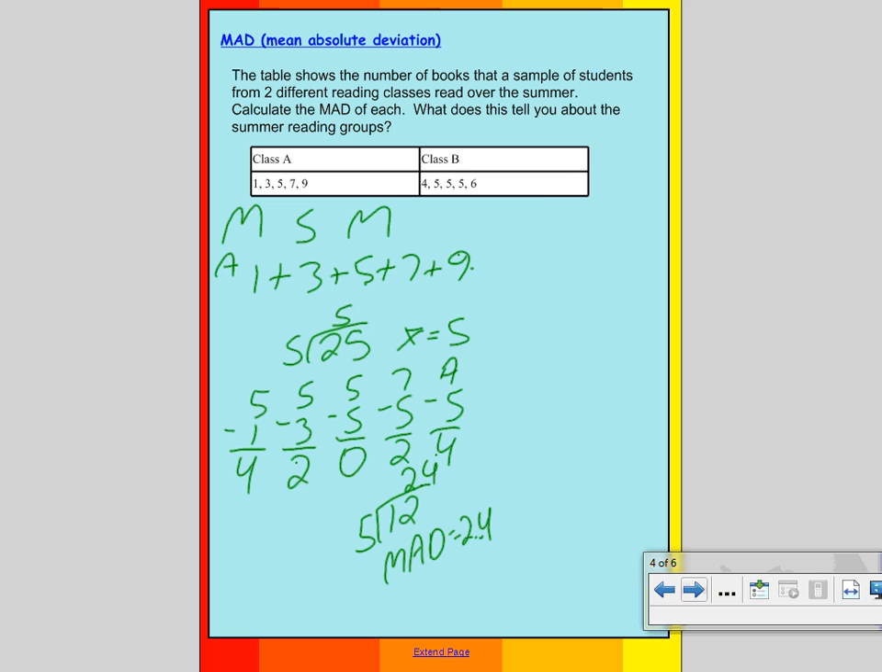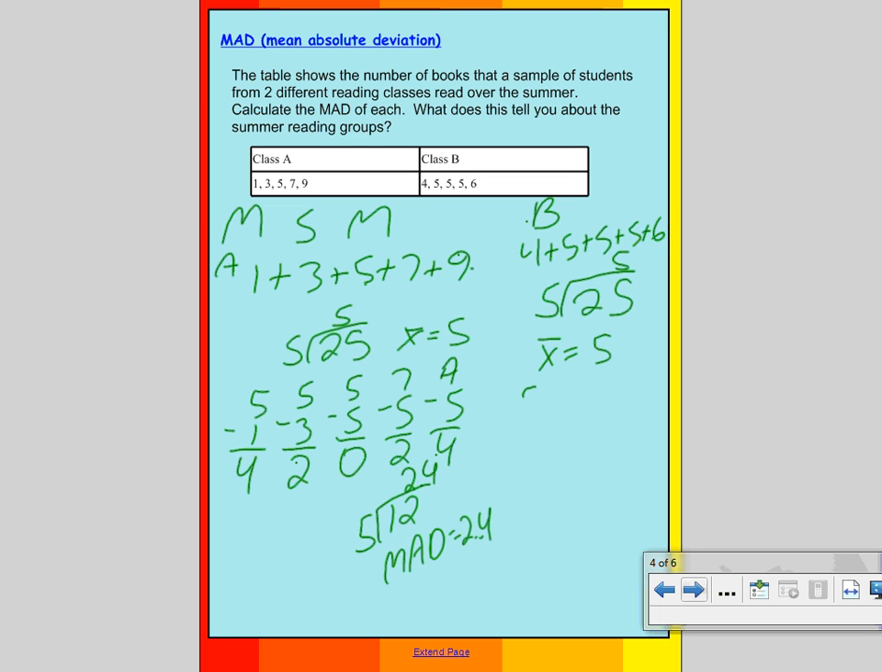Alright, let's do group B. 4 plus 5 plus 5 plus 5 plus 6. 3 fives is 15 plus 4 is 19 plus 6 is 25. 25 divided by 5 is going to give me 5 again. Just because they have the same mean doesn't necessarily mean they're going to have the same MAD.